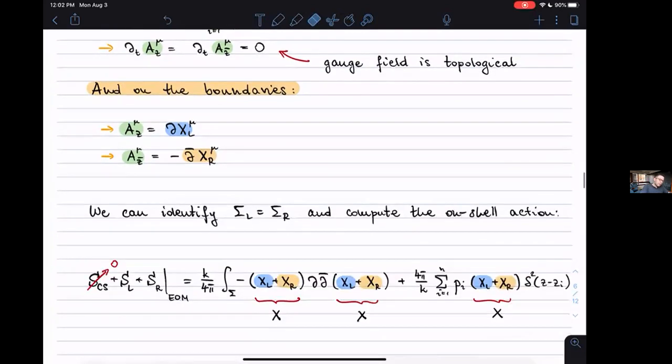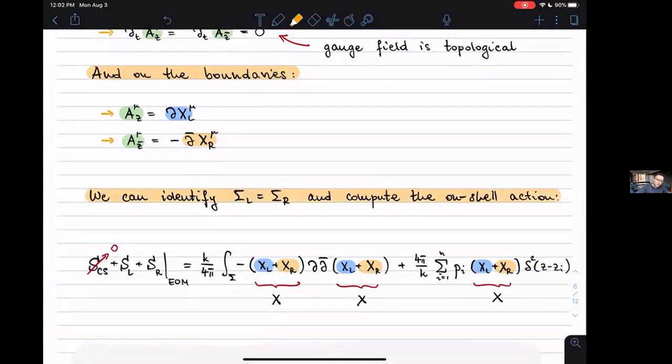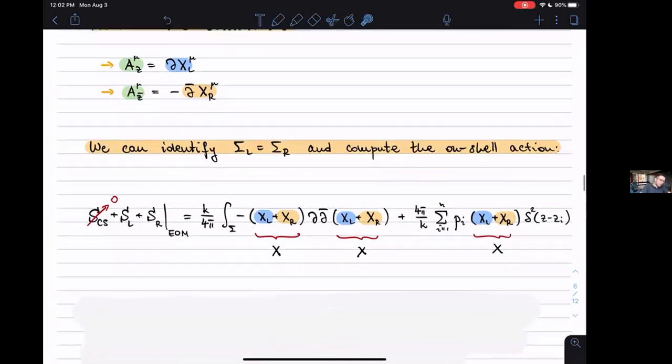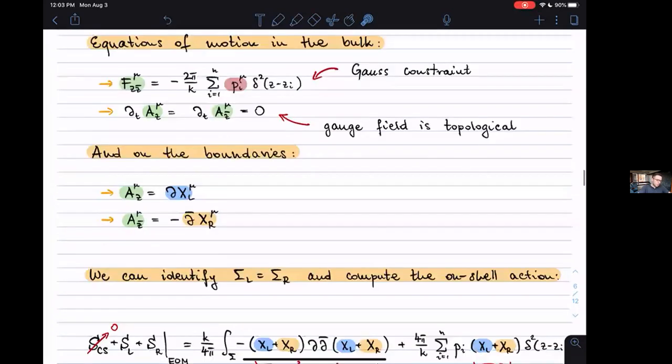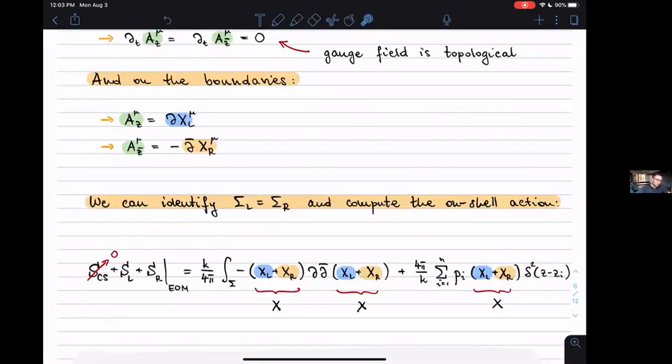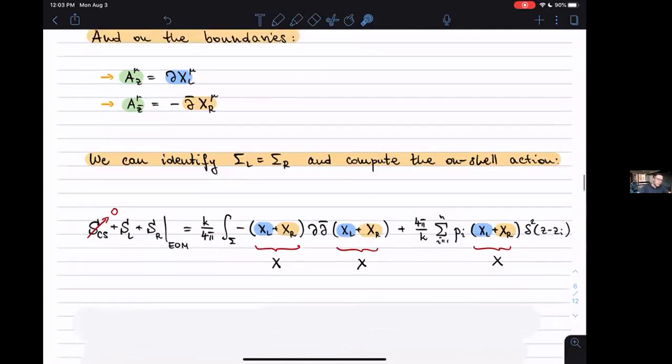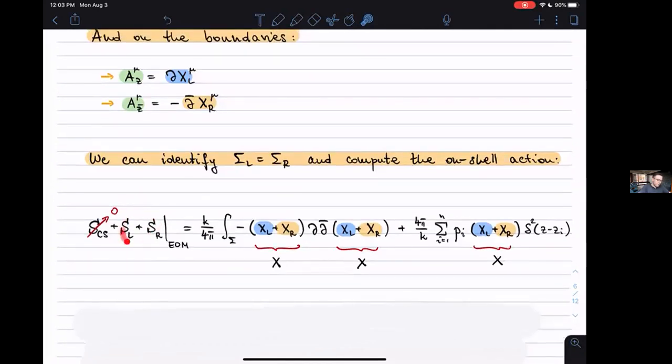Now we know that since everything is topological, we can slide surfaces around, and in particular we can identify the left and right surface like so, and now we just evaluate the on-shell action. Okay, so I'm just going to sum over these three actions and evaluate everything on shell. Just on the support of the equations of motion and the fact that we use this gauge, it's very easy to see that the Chern-Simons action is exactly 0, which is not surprising because everything is topological. And now what remains is to evaluate the other two pieces of the action on the support of these equations of motion. So now we have everything.